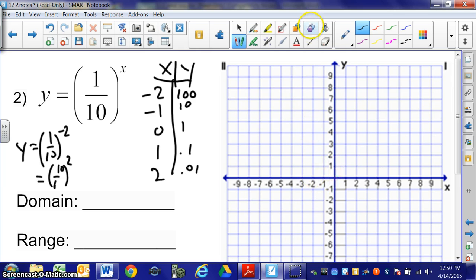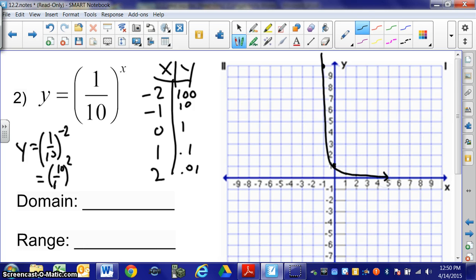-2, 100 goes way off the screen, but -1, 10 I can find. 0, 1, once again, is on our graph. 1, 0.1, and 2, 0.01. As you can see, it gets really, really small. Will I ever get to the x-axis? No, I will not. So let's go ahead and put that in there.